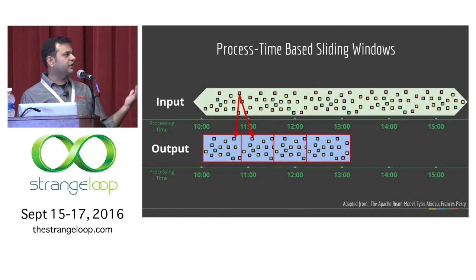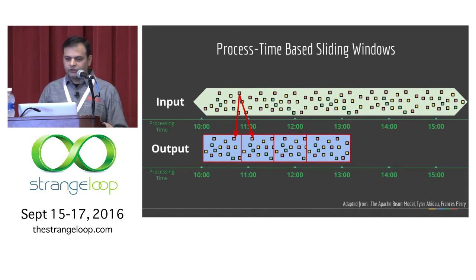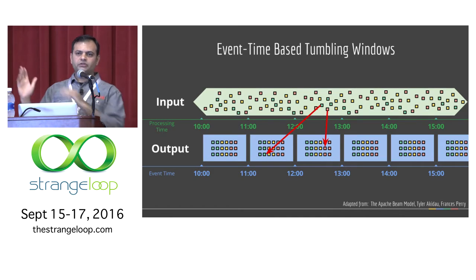Versus if you look at something like, sorry, let me go back to the sliding one first. So we had the tumbling window where we have clear boundaries between the two windows, and there's no overlap. That means an element is not included in two windows at the same time.